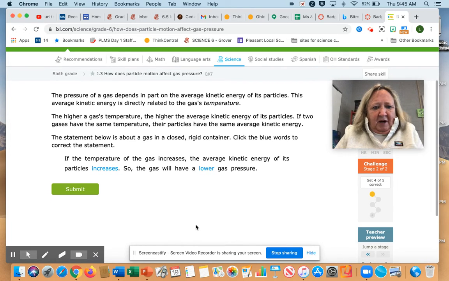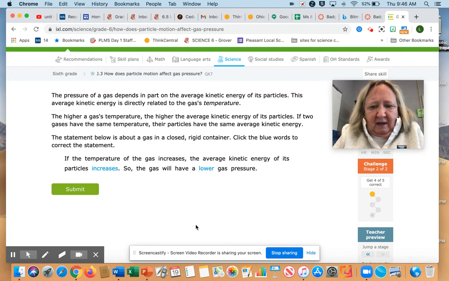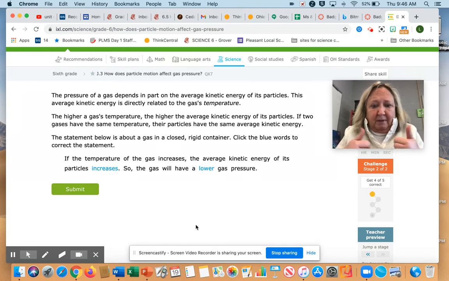All right, the pressure of gas depends on the average kinetic energy. We talked about that again in PowerPoint, kinetic theory of matter, okay? So the average kinetic energy is directly related to the temperature. As the temperature goes up, like you're boiling water, there's more kinetic energy. Goes down, there's less. So the higher a gas's temperature, the higher the energy of the particles. So if they have the same temperature, then they have the same kinetic energy, kind of like the question before.